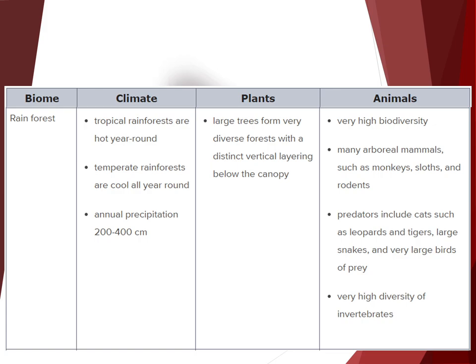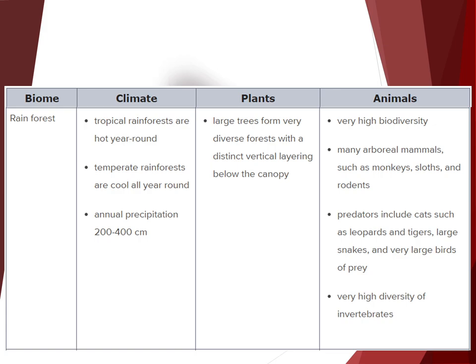The rainforest biome is characterized by being tropical all year round, though temperate rainforests are usually cooler all year round, with an annual precipitation that is much higher than the rest, somewhere between 200 and 400 centimeters. There are typically very large trees and very large amounts of diversity within those forests. The animals also are extremely diverse, with very high biodiversity.